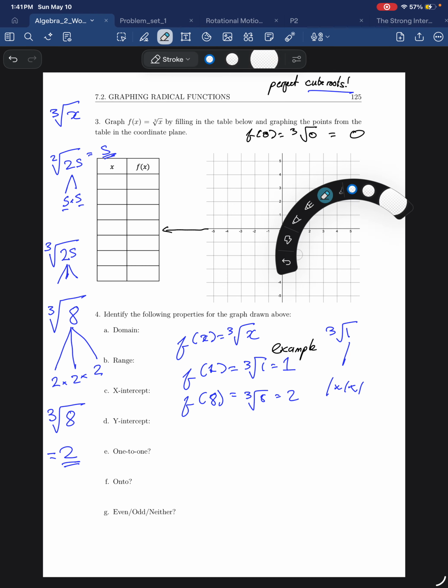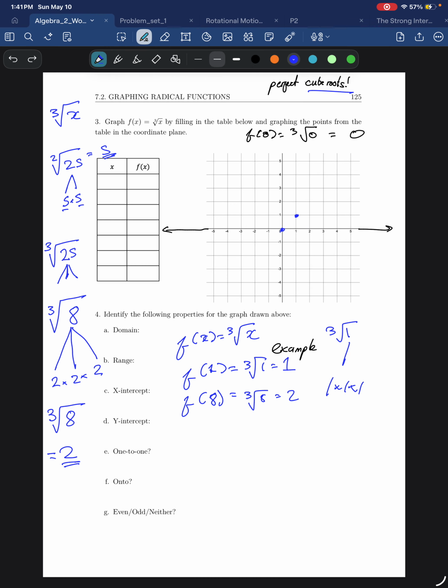So my points here are 1, 1, and 8. I'm going to have 6, 7, 8, so minus 6, minus 7, minus 8. So here I'm going to have 8 and 2. And notice I put the negative numbers there. Why did I do that?